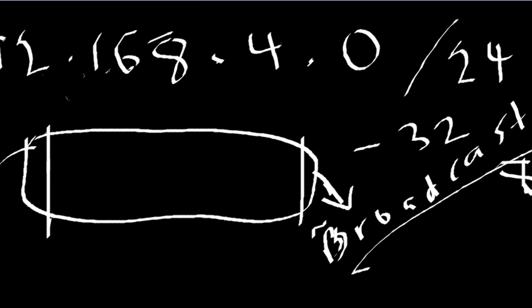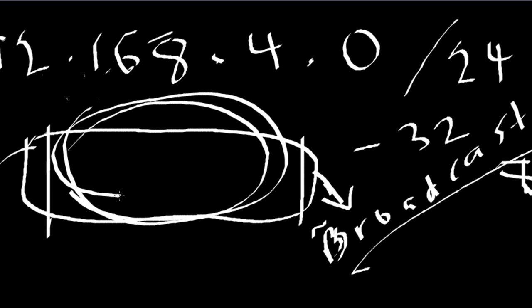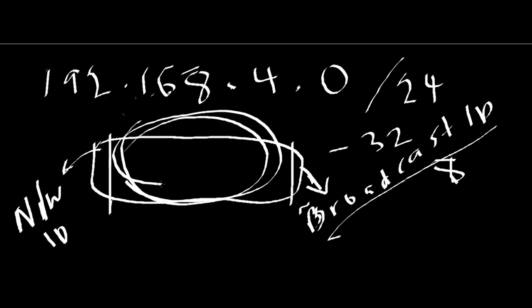Why network ID and broadcast ID? Because these two are not assigned to the host, right? The host will not have a broadcast ID or a network ID as an address from this portion of the network, always, at all times. So when we get to solving, we'll find out what the network ID is and what the broadcast ID is.